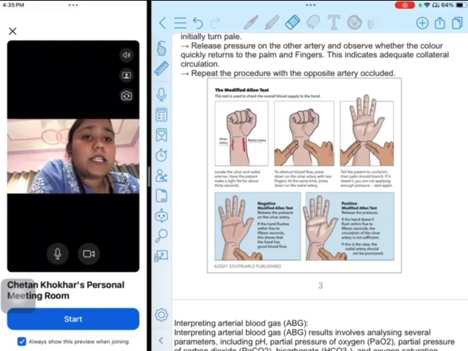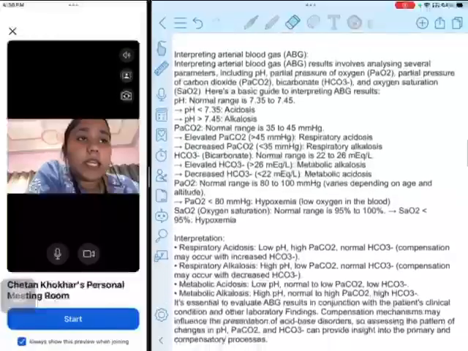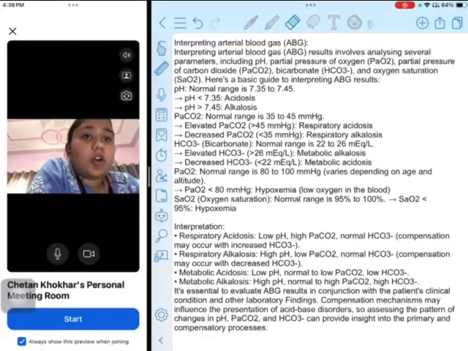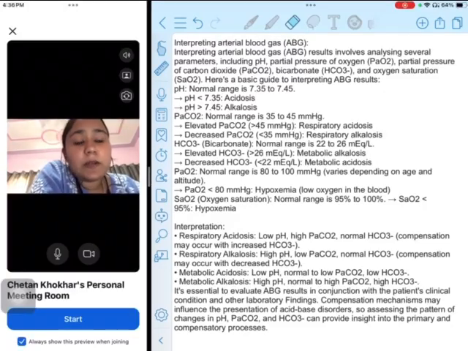So when we perform the ABG sample and when we get the report of ABG, we will be looking at certain values. So let me just tell you how to interpret an ABG. Okay, so before interpreting an ABG, we should know that normal range of blood pH is 7.35 to 7.45. First of all, when we are interpreting the ABG, we will be looking at pH value. If the pH value is less than 7.35, it is indicating acidosis. If the pH value is more than 7.45, it is indicating alkalosis.